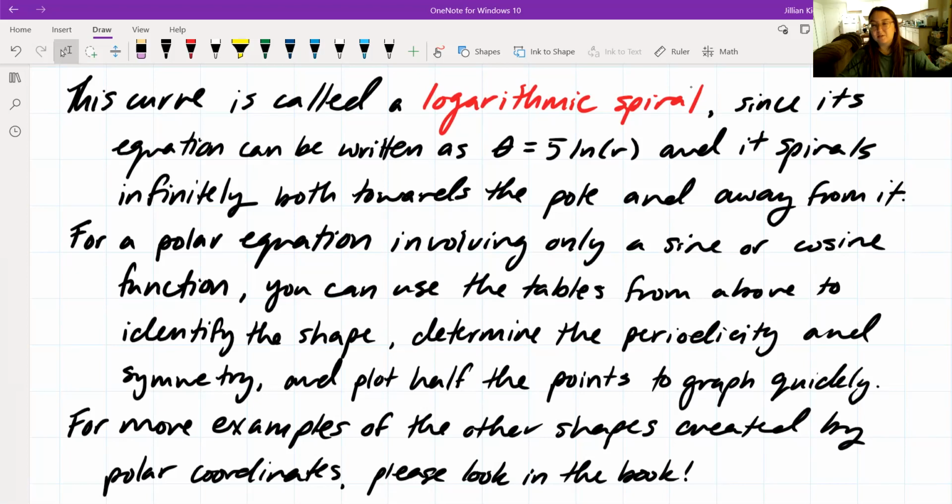So just reiterating that if you want to graph an equation quickly and it uses sine or cosine, that's the key, it has to use sine or cosine, you can very quickly identify the shape based on the equation using the tables. You can determine the periodicity depending on what trigonometric function it is, and then solve for the symmetry. And once you have that, all you need to do is plot about half the points that you would normally need to and reflect about wherever you have symmetry.